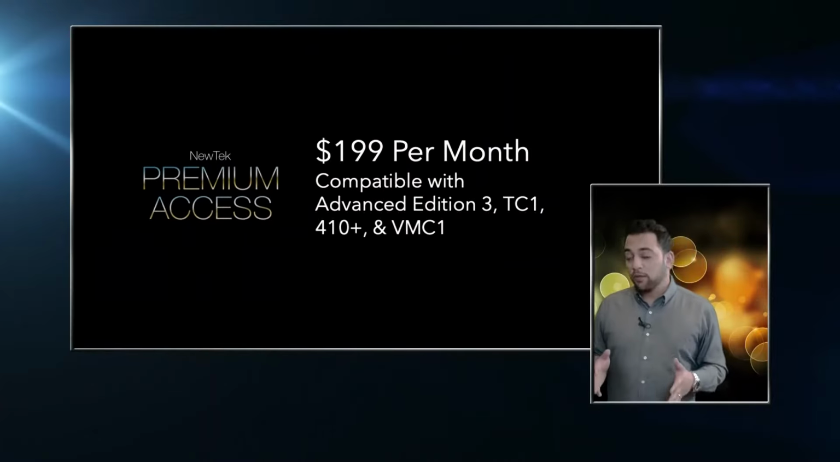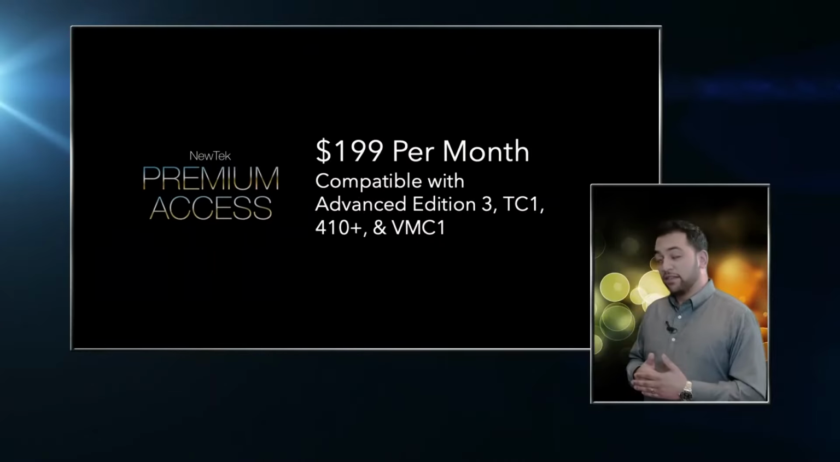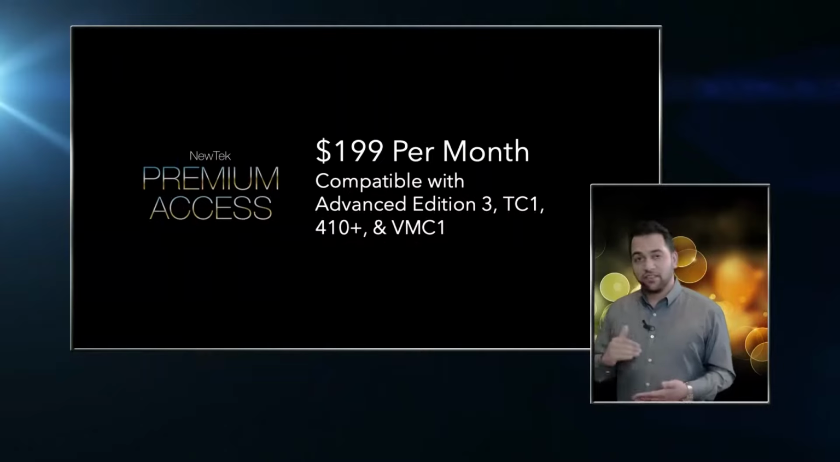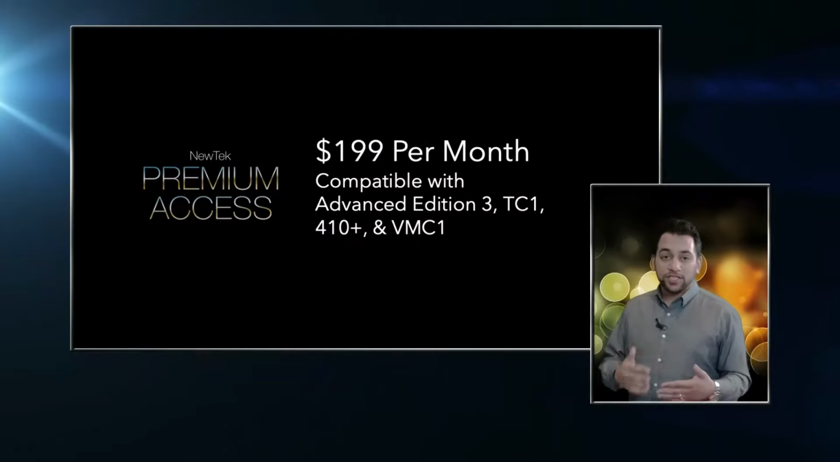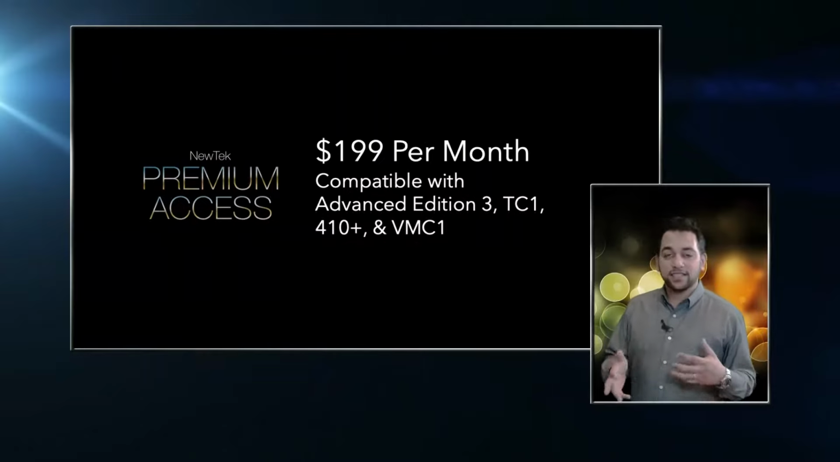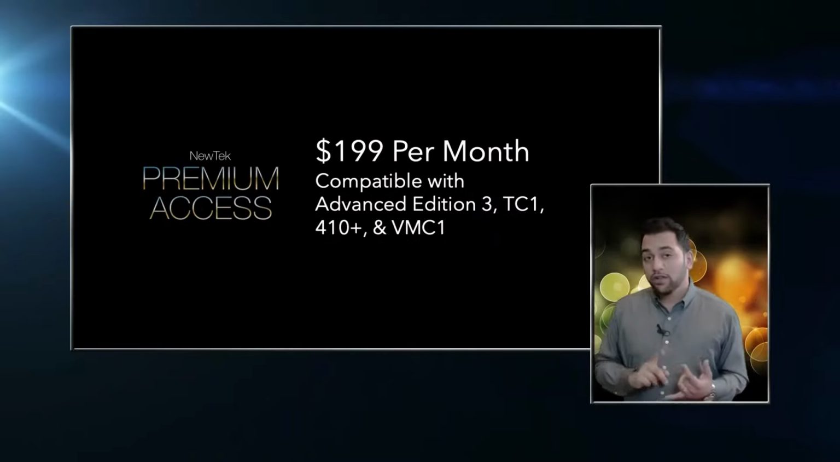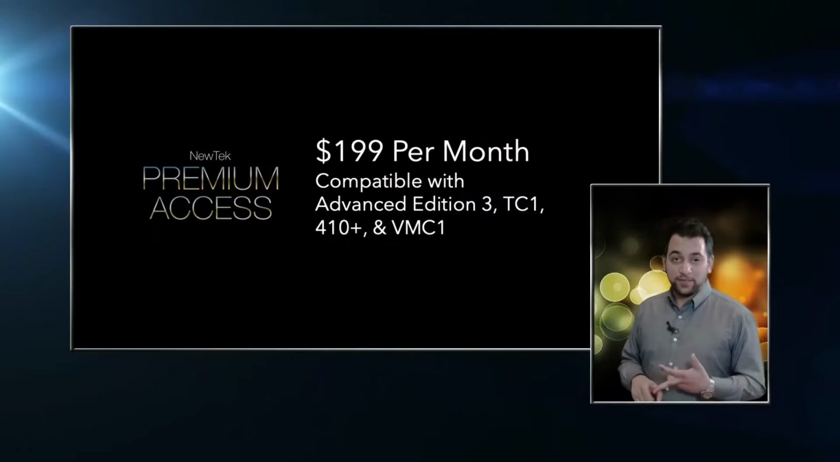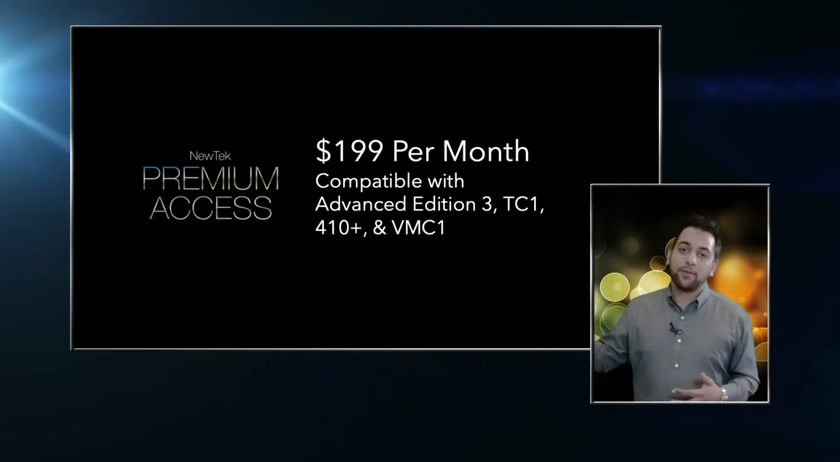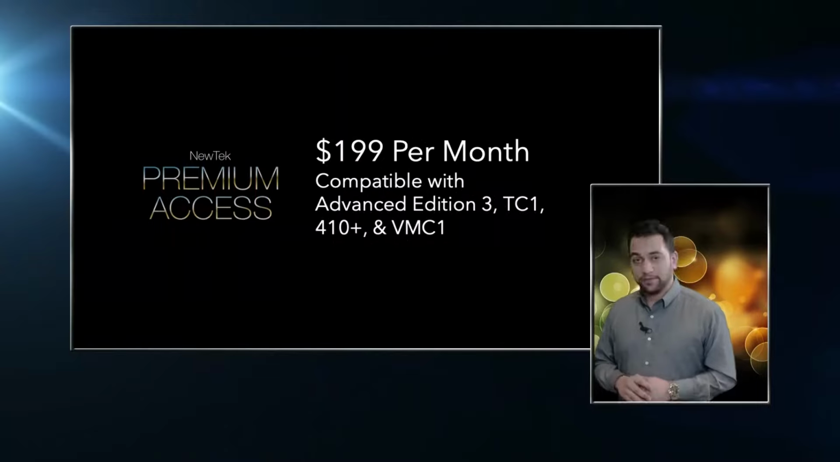So normally Premium Access is $199 a month, and it is compatible with Advanced Edition 3. So if you have a 460, an 8000, an 860, a 410, any of those that have AE3 on them, or the TC1, or the 410 Plus, and the VMC1. All those products are compatible with the Premium Access features.